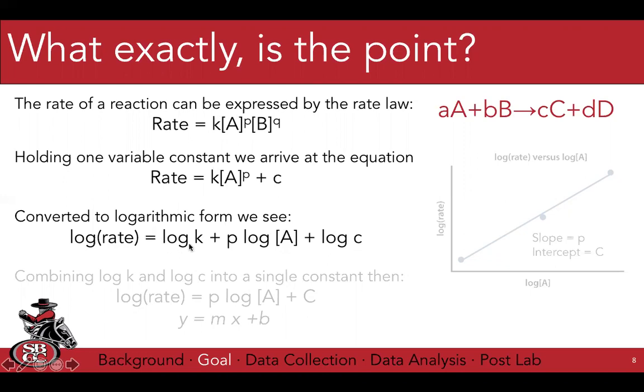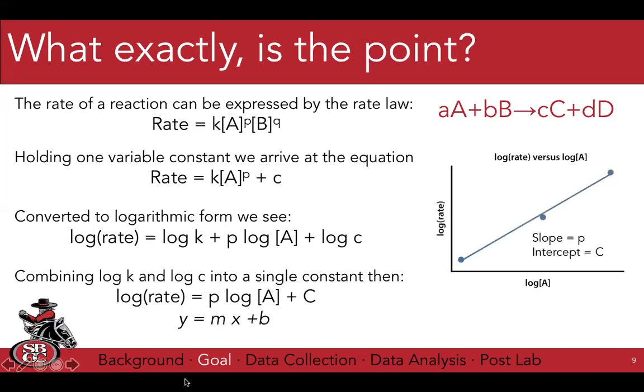Plus we have log k, which is a constant. That's the constant of our rate constant. And we have log C, which we just said we're keeping the same each time. So it's also a constant. So those are two numbers. They're the same numbers each time, whatever they are. We can combine them into a single constant, which we'll just call big C. Really confusing, and I wish I would have used a different letter there, but it's just a constant that equals the log C and the log k values.